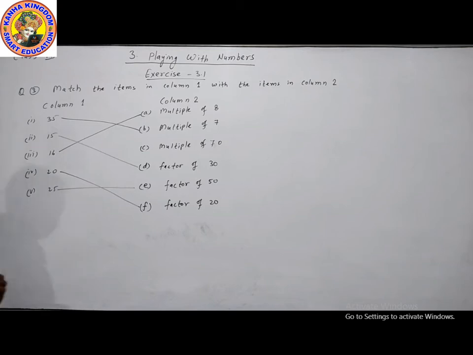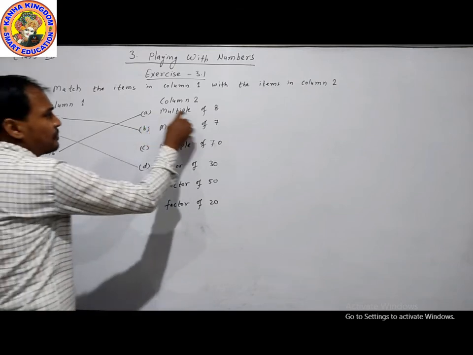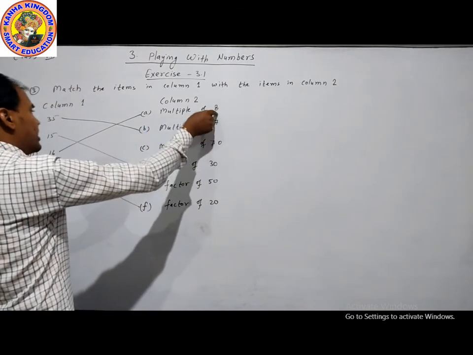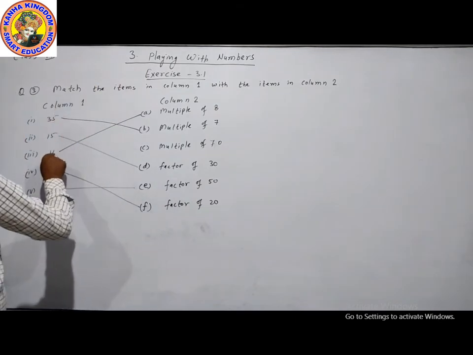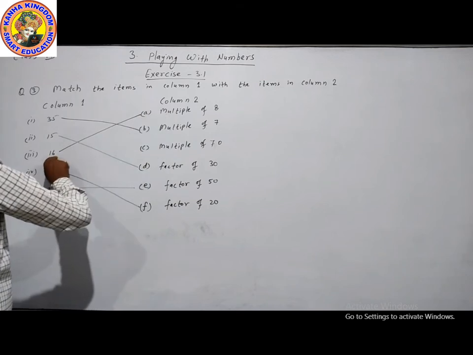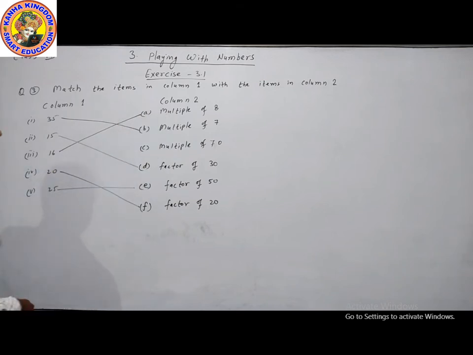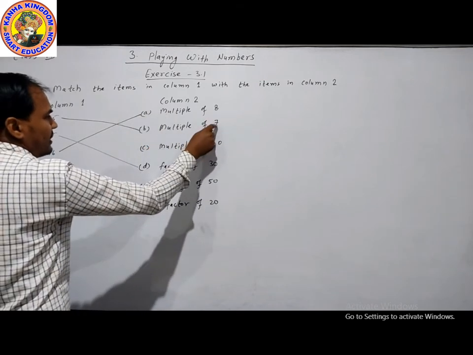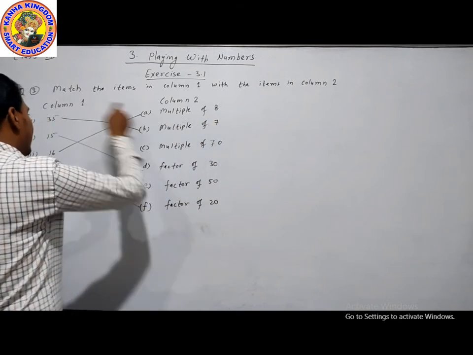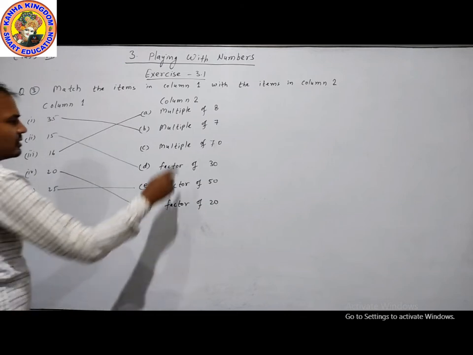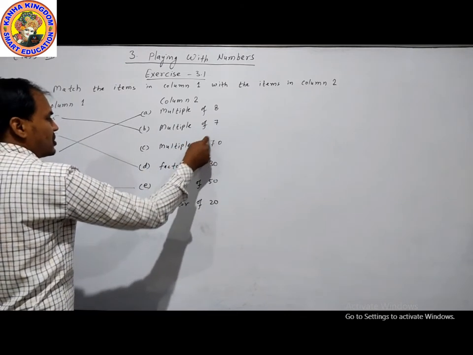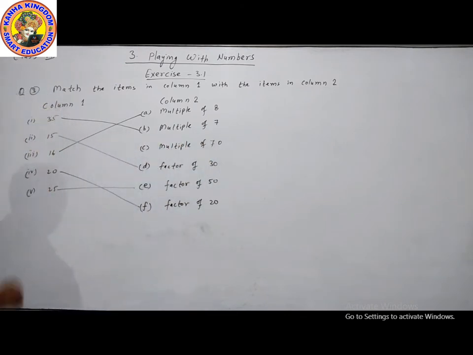Now let's begin from the start. Multiple of 8: 8 can divide these numbers. 35 not possible, 15 not possible, 16 yes. 8 can divide 16, so these match. Multiple of 7: 7 can divide these numbers. 35 can be divided by 7. Multiple of 70: can 70 divide these numbers? Not possible.